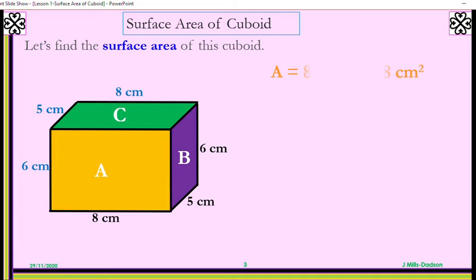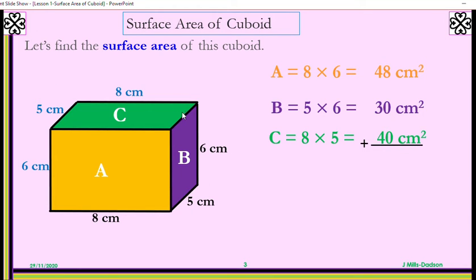So shape A is 6 times 8, 48. B, 5 times 6, 30. C, 5 times 8, 40. So the total of the 3 faces that we see is 118 cm squared.